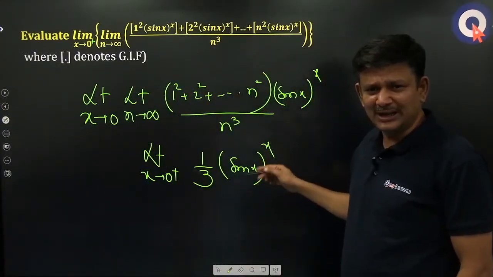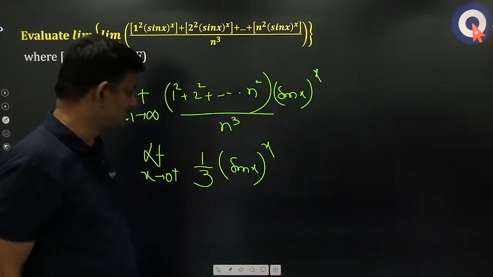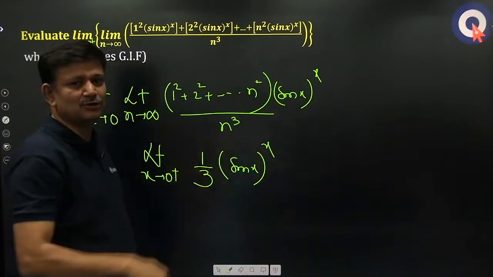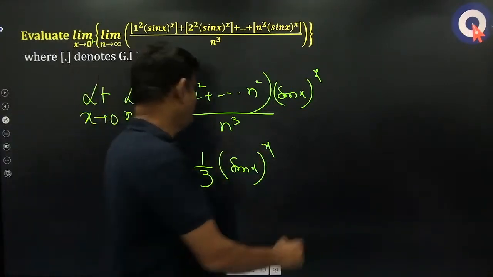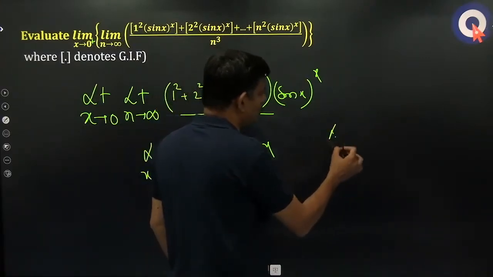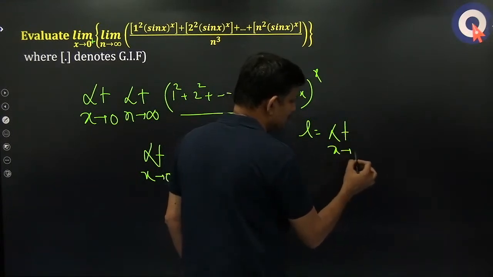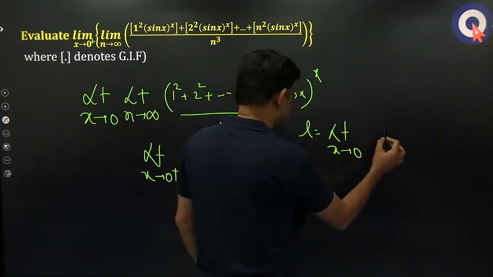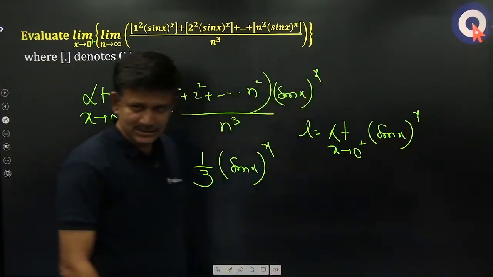X power x हो, sin x power sin x हो, या sin x power x हो या x power sin x हो, in all those cases answer will come out to be 1. ठीक है, so answer will be 1 by 3. If you want to do it, you can apply logarithm. Let this limit be L, limit x tending to 0. Sin x power x is what we have to evaluate. It should always be 0 plus.